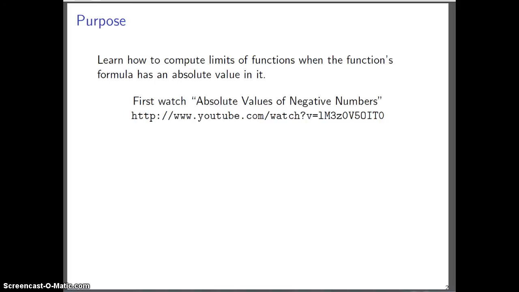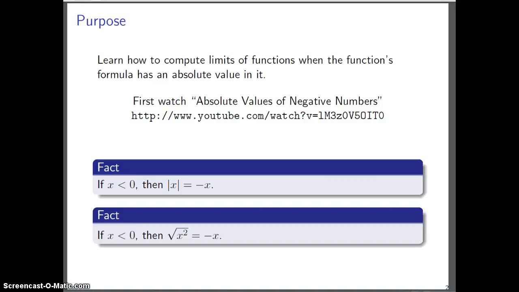But in order to understand this video, there's one thing you have to do first. There's a really short video that you have to watch called Absolute Values of Negative Numbers. In the YouTube description, if I can figure out how to do it, I'll post a link to it. So you should be able to just click on it when you watch this video. Hopefully I can figure that out.